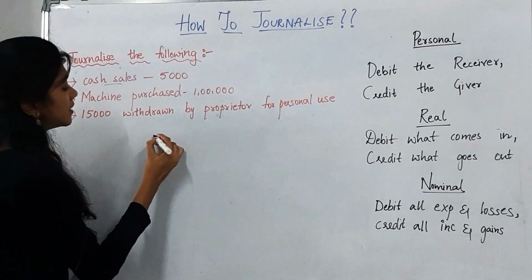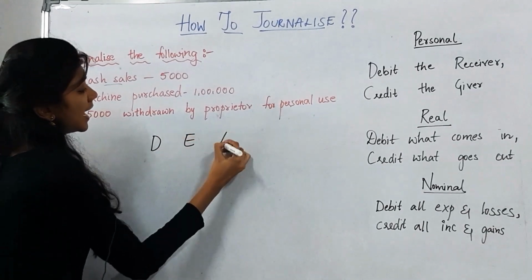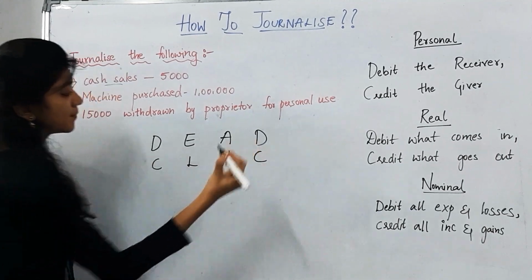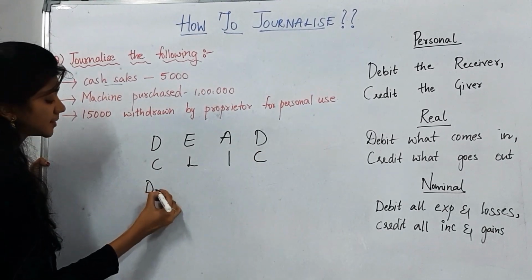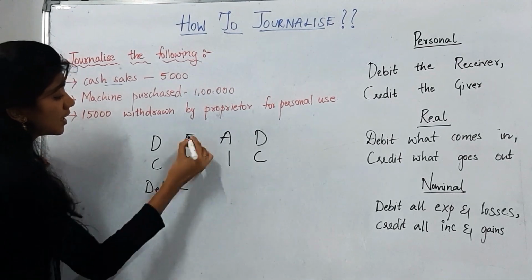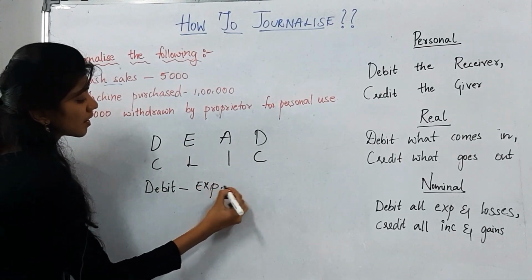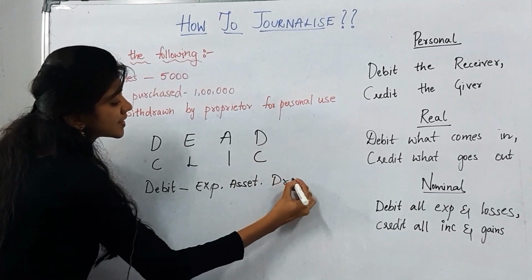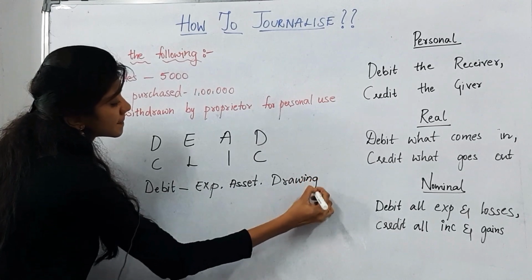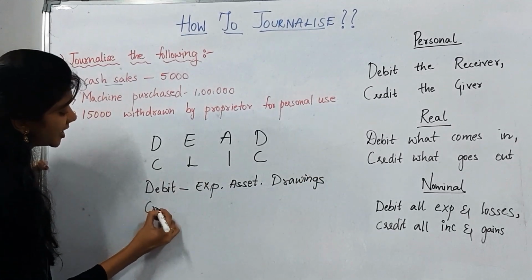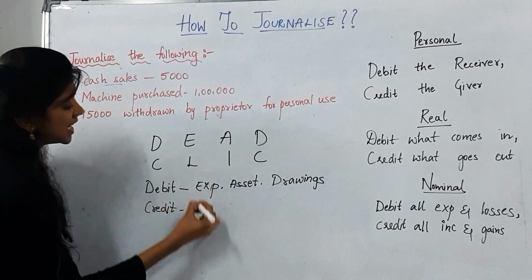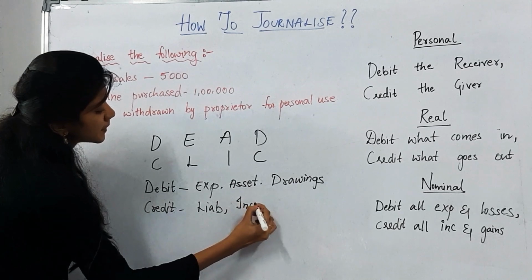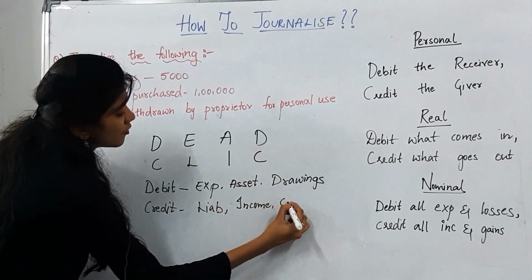Now I am going to write here DEAD CLIC. Now D for debit, E for expense, A for asset, and D for drawings, and C for credit, L for liabilities, I for income, and C for capital.